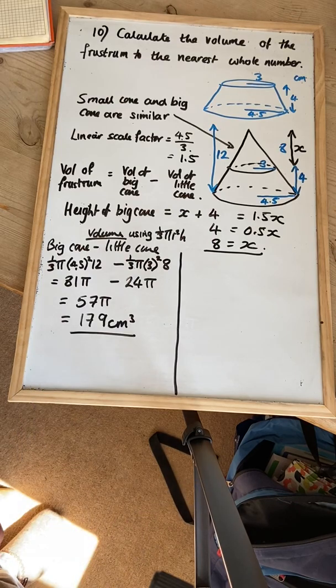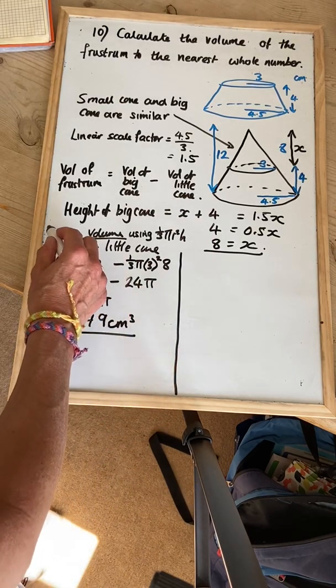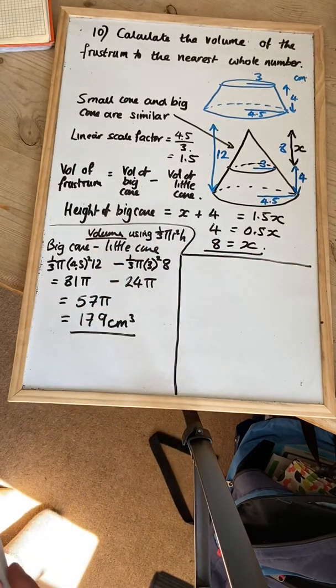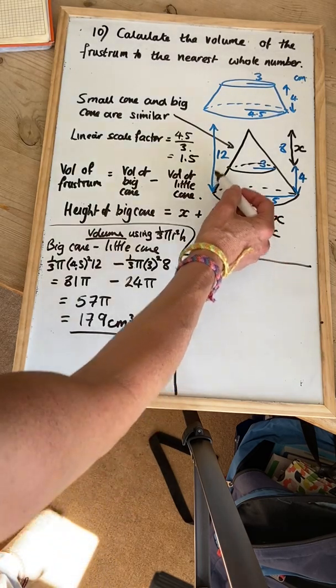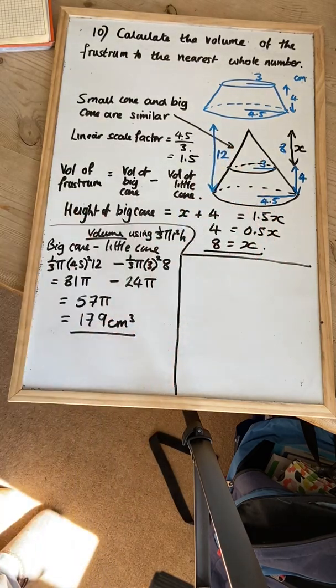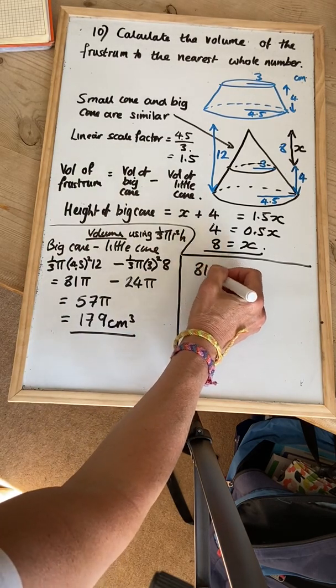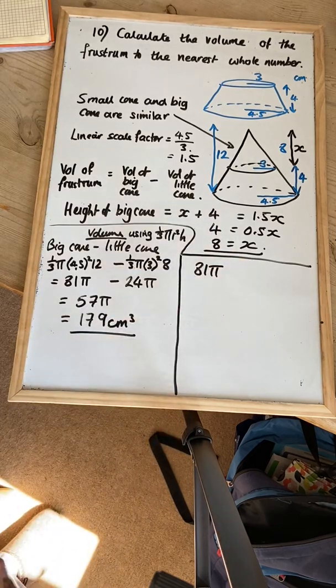Now, I said there was another way of doing it, and the other way of doing it is still using the volume of the big cone, but using the volume of the big cone and the scale factor for volume, the volume scale factor. So I can calculate the volume of my big cone. My volume of my big cone is 81 pi. I've still got to take away my little cone from that.